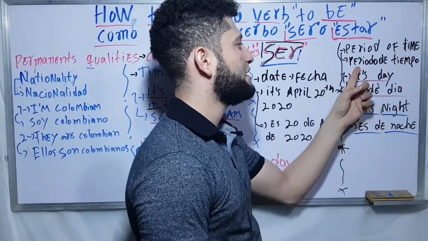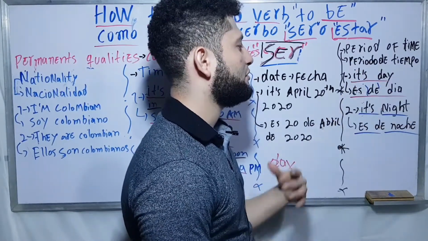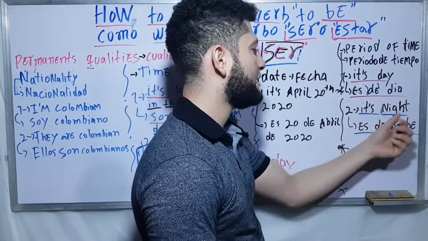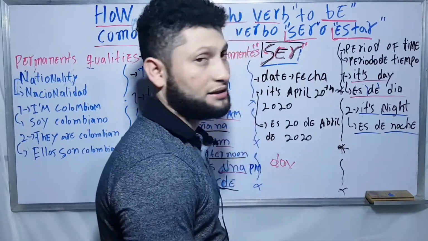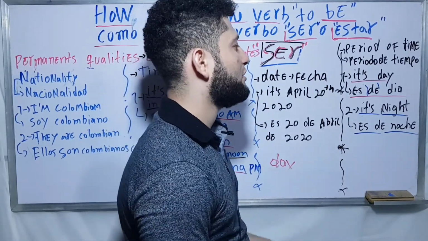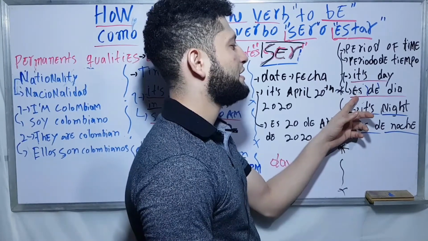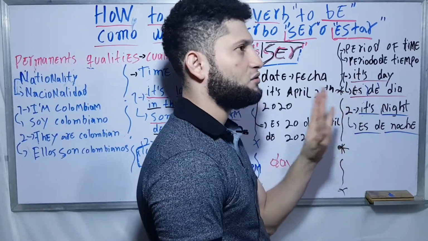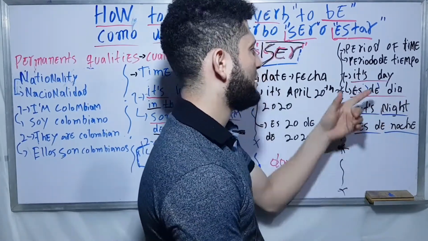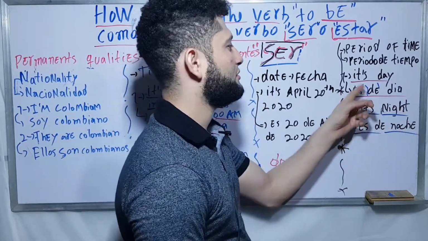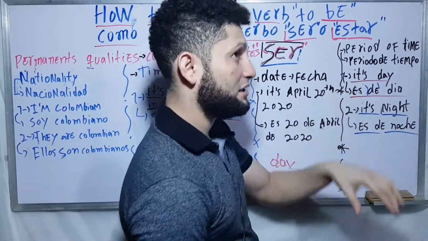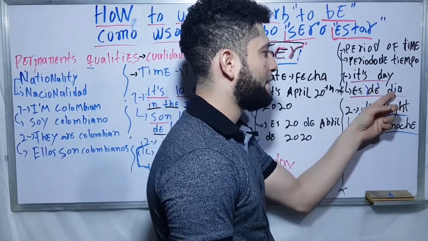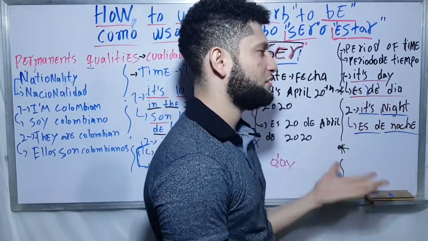Period of time in Spanish, periodo de tiempo. So if you see here, it's day, es de día, it's night, es de noche. Something I would like to mention, guys: if you say just es día, if you skip that one, de, you will say just es día, because okay, it is es, this is the translation, and day is día, and then what about this word in the middle?